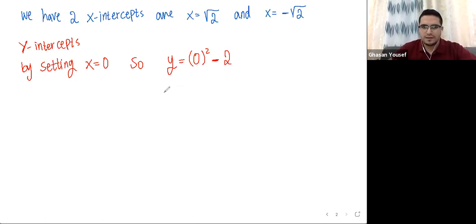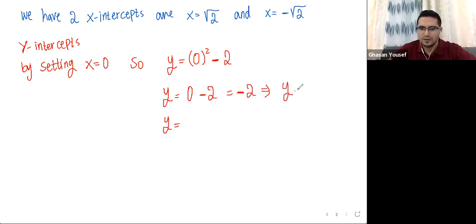So then we get here now y equal 0 squared is 0 minus 2. 0 minus 2 is minus 2. So we have only one point as y-intercept. So here I get y equal minus 2. So we got only one point as y-intercept.